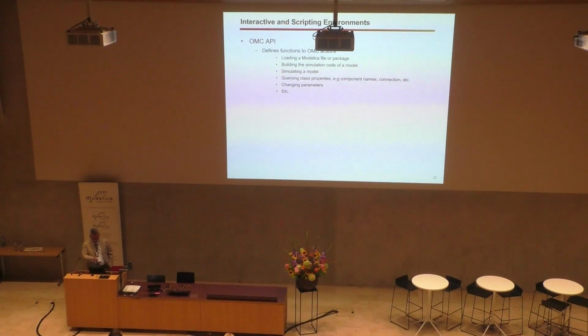I would briefly mention this. This may be interesting for some applications. OpenModelica defines an API, so it exposes all the actions of the compiler: loading a file, building the code, simulating a model, querying a class, what the names of your components are, what your ancestors are, changing parameters, all these kinds of things. So there's this generic API.